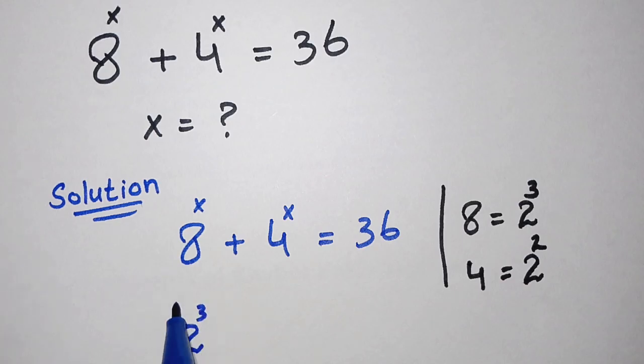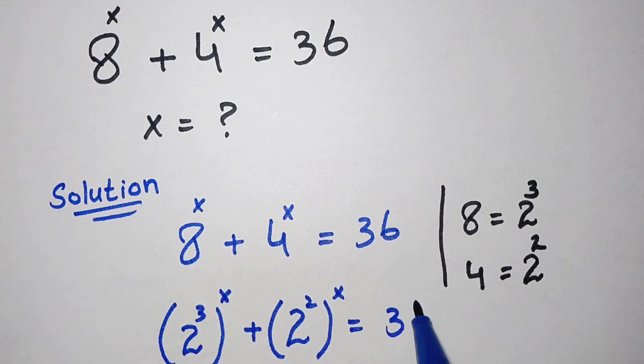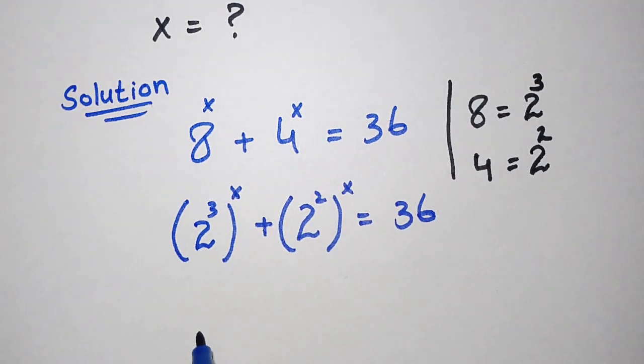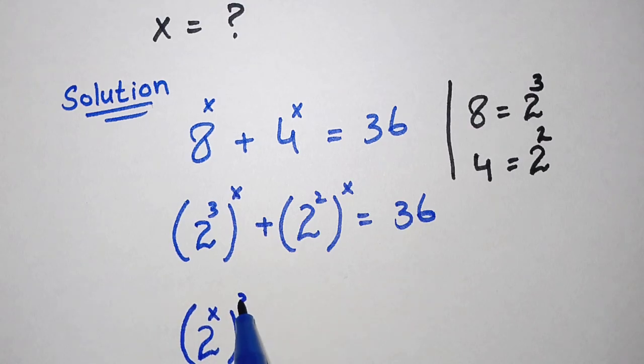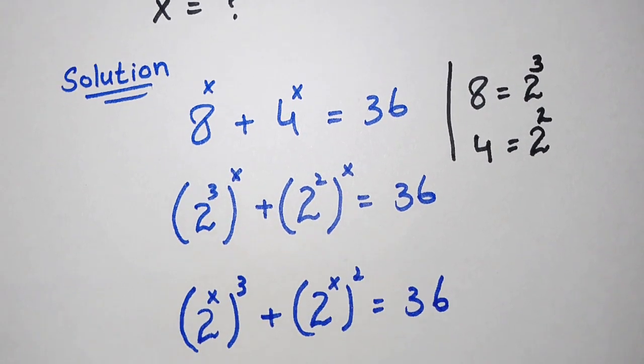2 to the power of 3 to the whole power of x plus 2 to the power of 2 to the whole power of x is equal to 36. Now we can write this as 2 to the power of x to the whole power of 3 plus 2 to the power of x to the whole power of 2 is equal to 36.